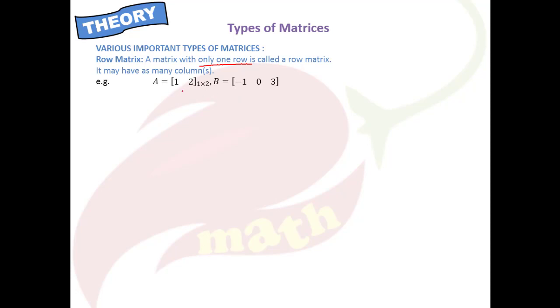Few examples are given, like A, which has one row and two columns. B has one row and three columns. So what is a row matrix? It has only a single row, one row.